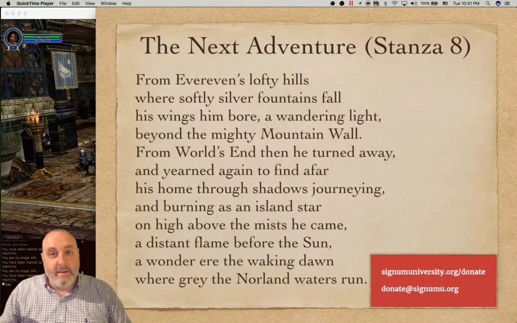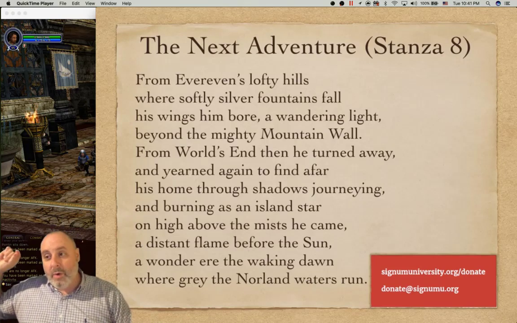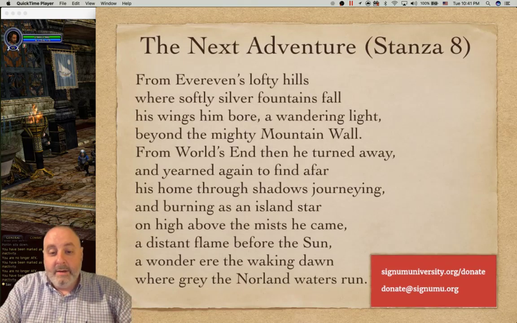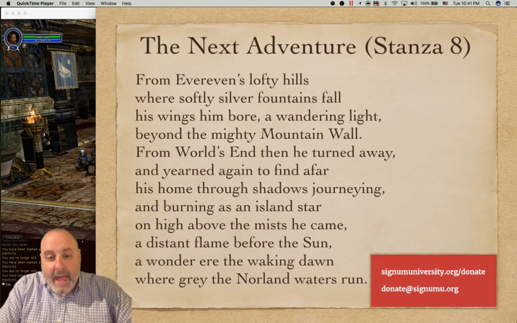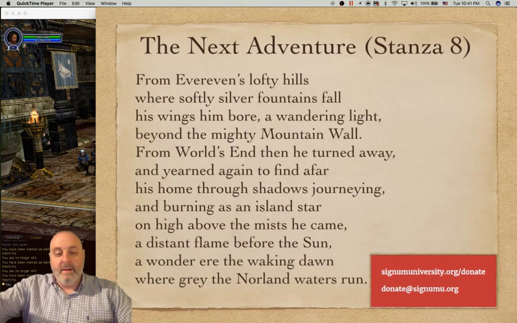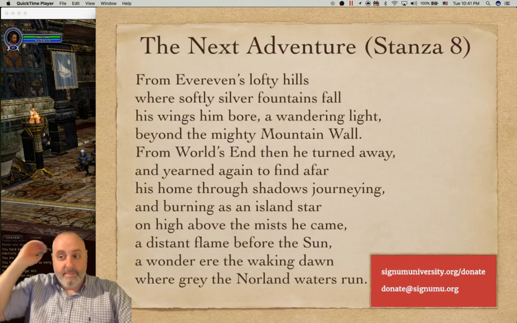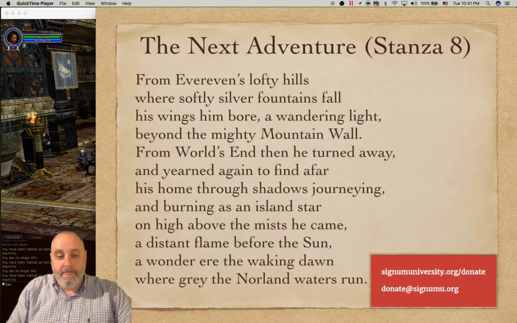Now he's going back, leaving the world's end behind, crossing over the mighty mountain wall, going through the shadows, back through Evernight, and he returns back through Evernight ere the waking dawn, right? He comes with the morning, before the morning. And before the sun, he is seen as a wonder, right? A distant flame before the sun, a wonder ere the waking dawn, where gray the Norland waters run.